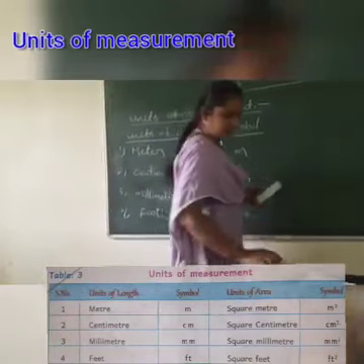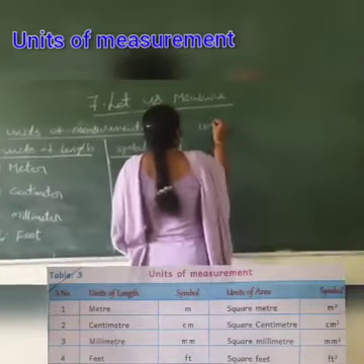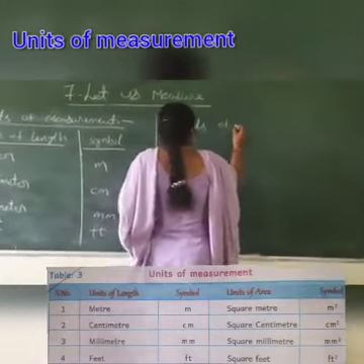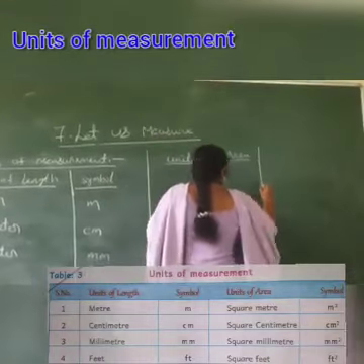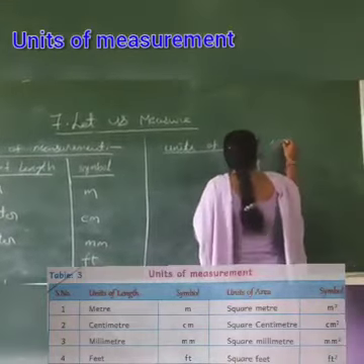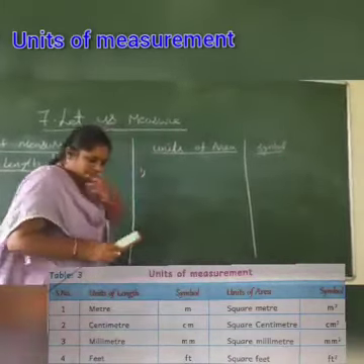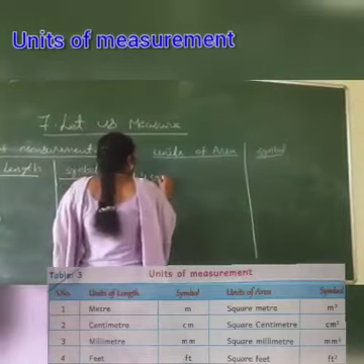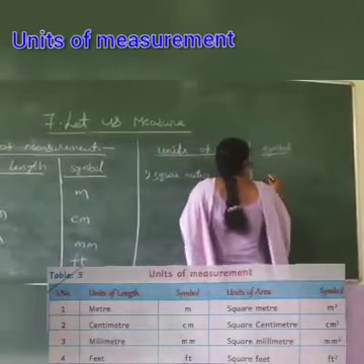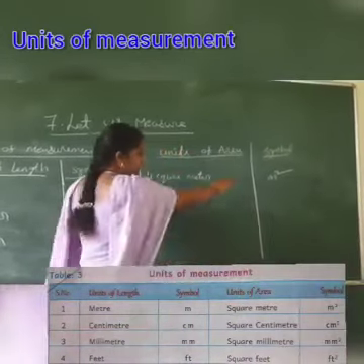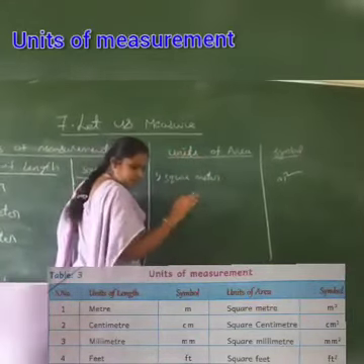So let us learn about the units of area and their symbols. The first one is square meter. It indicates like this. It is the symbol of square meter, which indicates a unit of area.